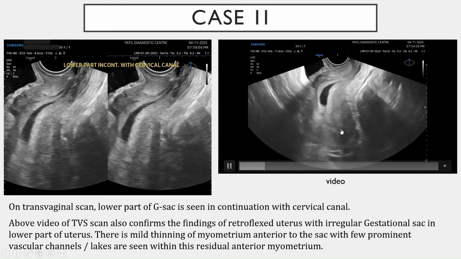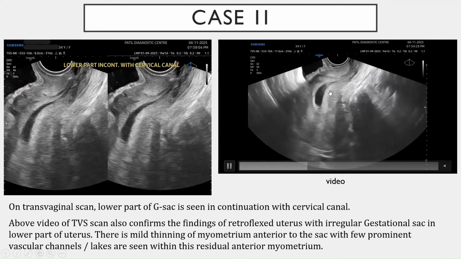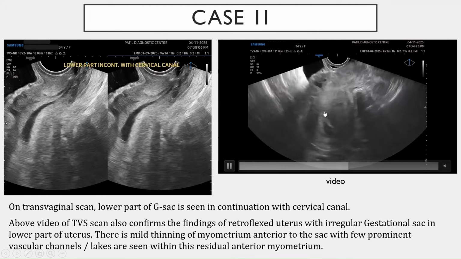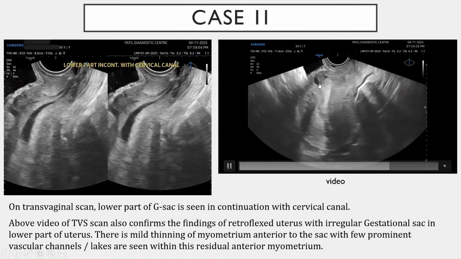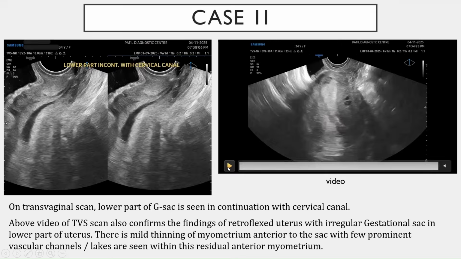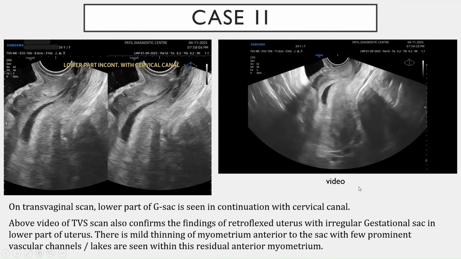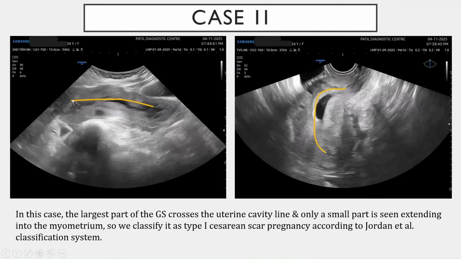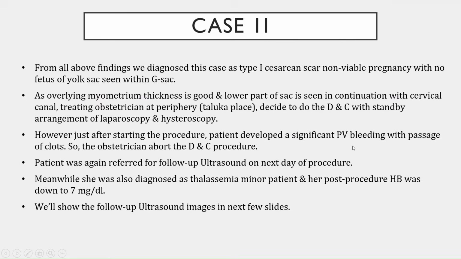In this video of TVS scan, we can see the sac in the lower endometrium. Then upper endometrium is empty. There is a thinning of anterior myometrium and few prominent lakes or vascular channels. They are seen in the anterior myometrium. So for classification purpose, we draw this line, and most of the sac is seen crossing the uterine cavity line. So we classify this as a type 1 cesarean scar pregnancy.